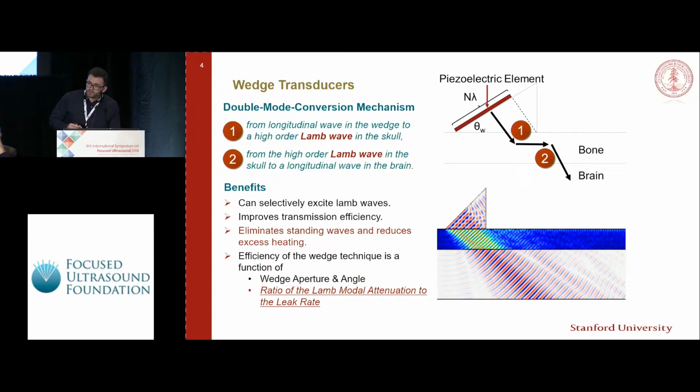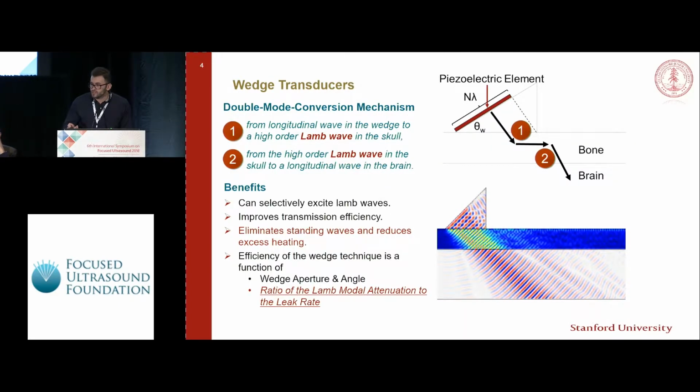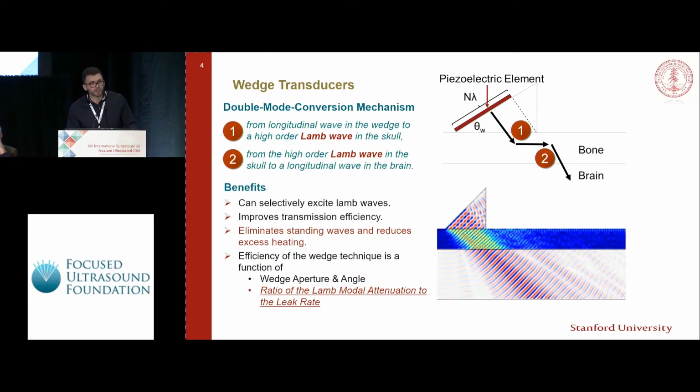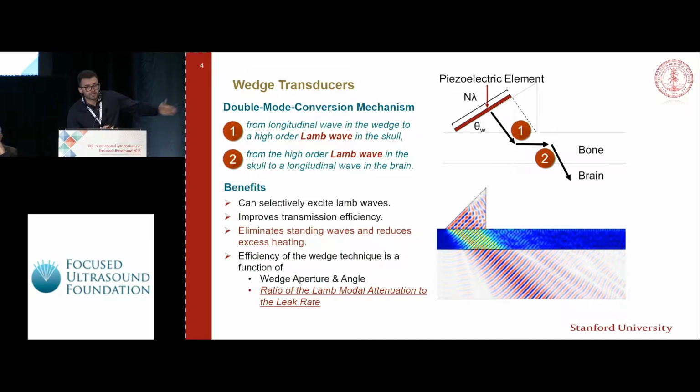The advantages of the wedge transducer are that it can selectively excite the modes that we want, and it improves the efficiency. This movie isn't working, so I'll go back once and come back. As you can see here, they eliminate the standing waves, and thus reduce heating. An important key factor is that it gives you more degrees of freedom to handle attenuation, meaning you can match the attenuation and what we call the leak rate, the rate at which these Lamb waves leak into the brain, to handle attenuation in a much better way than the normal beam approach.